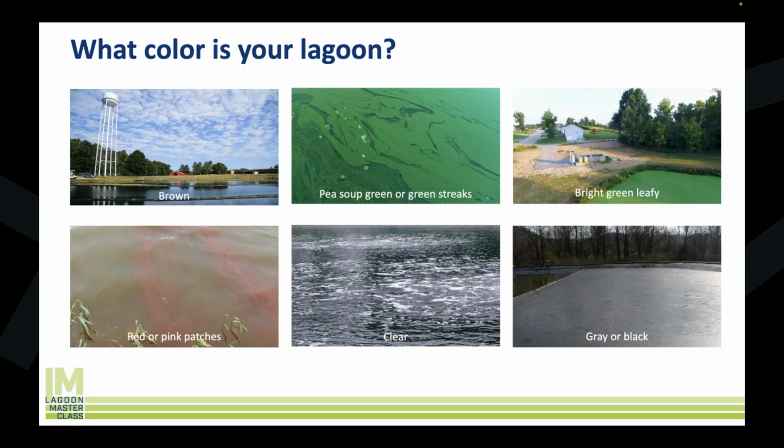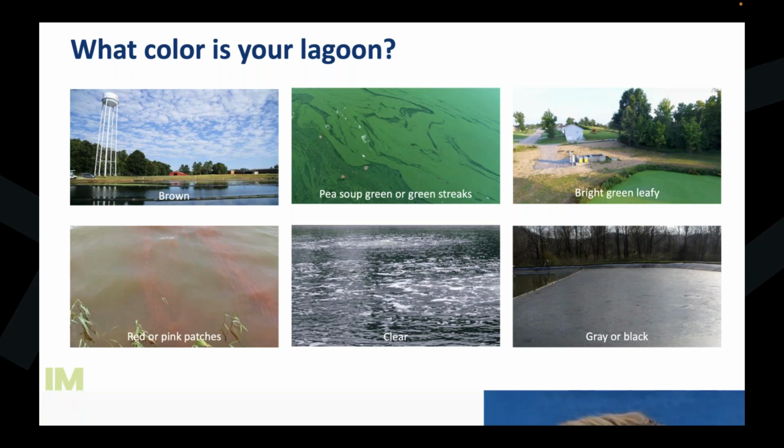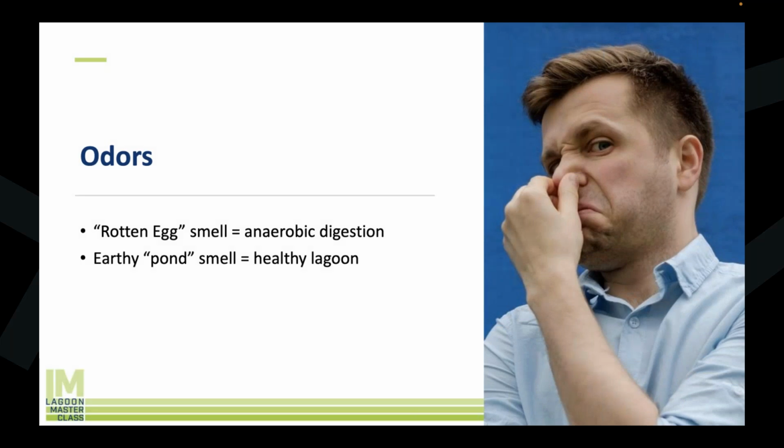If you've got red or pink patches, these typically show you a low dissolved oxygen environment. If it's clear, that can also be good, means you've got clean water. If it's gray or black and it looks like black death, you've got a major problem on your hands. That's anaerobic digestion going on in the lagoon. Your lagoon is dying, which you do not want. We've all heard lagoons smell.